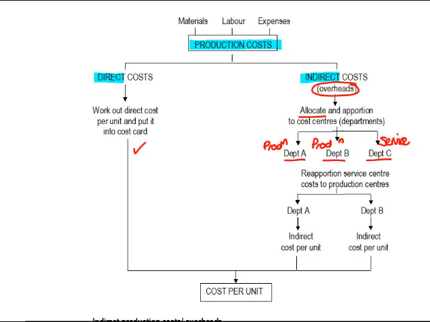Once we've done that, we're going to apportion other indirect costs over the cost centres that we've got, and we're going to share those out using some fair basis. So let's look at those first two stages first.